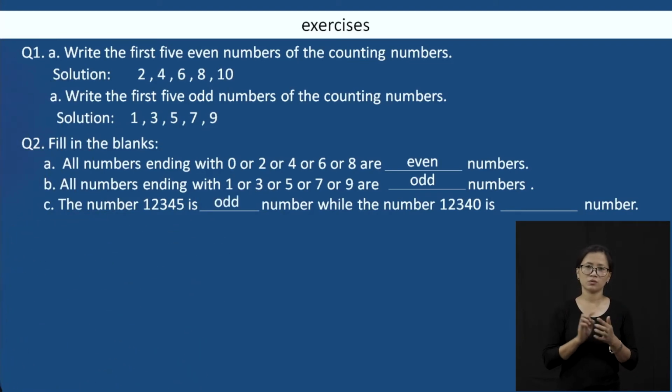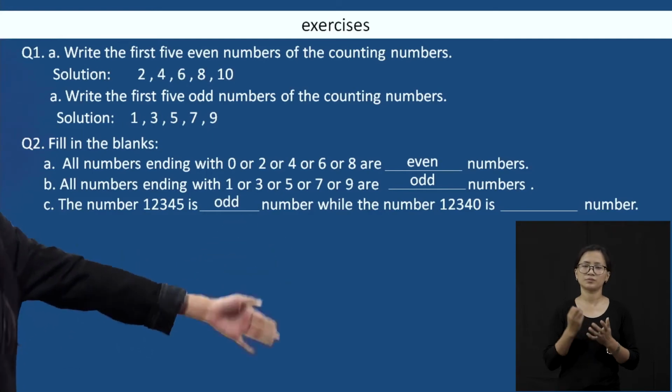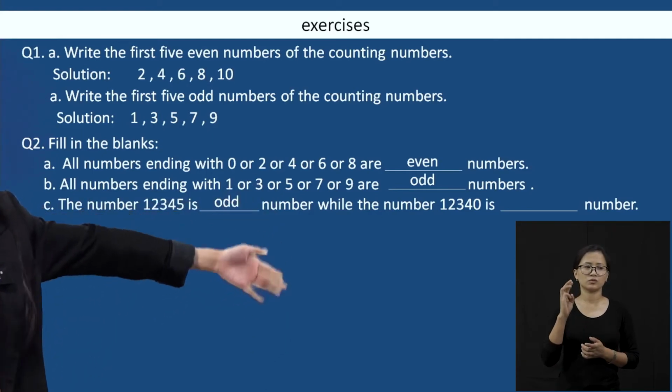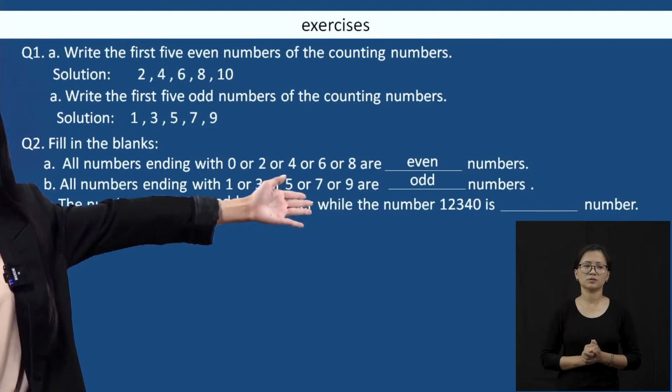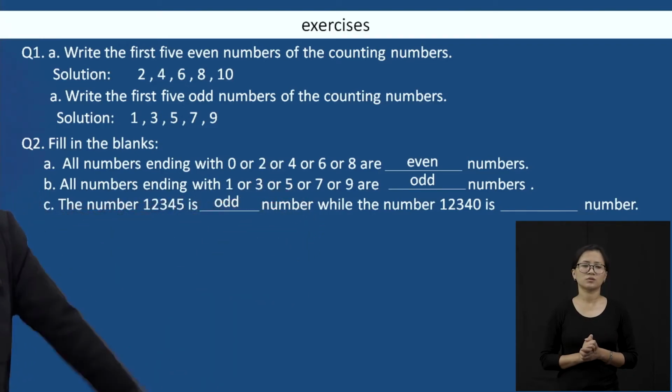The other number is 1, 2, 3, 4, 0. If you check the ending number or the rightmost number, it is 0. So this is known as an even number.